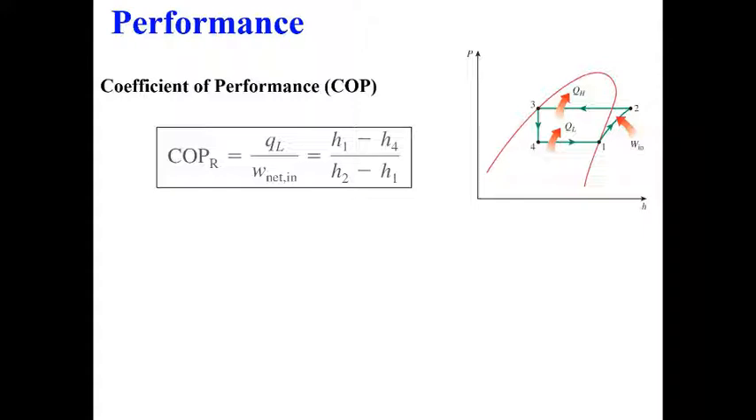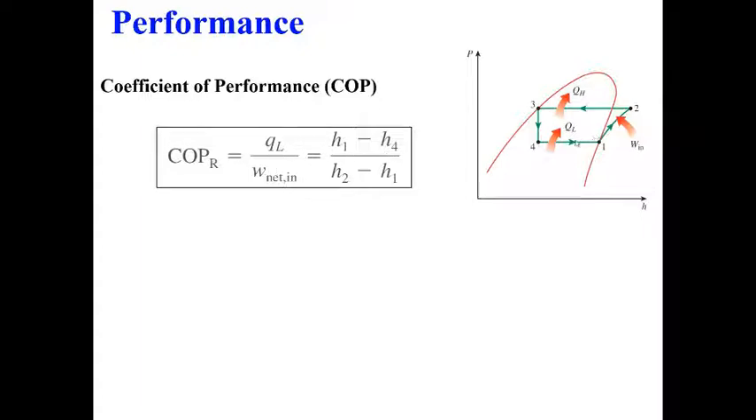Moving on, let us now look at the performance parameters. We measure the performance of a refrigerator or a heat pump using COP, coefficient of performance. What it measures is the amount of heat absorbed, QL. This is the output or objective of a refrigerating system, and to achieve this objective, what is the net work input required.